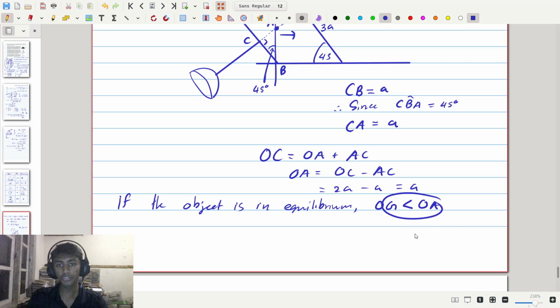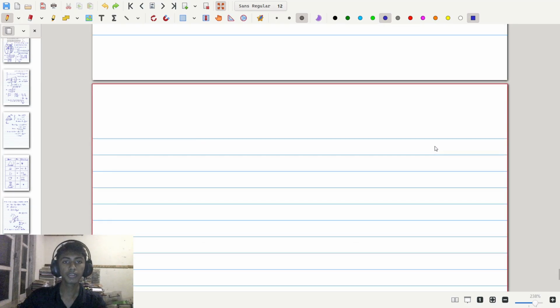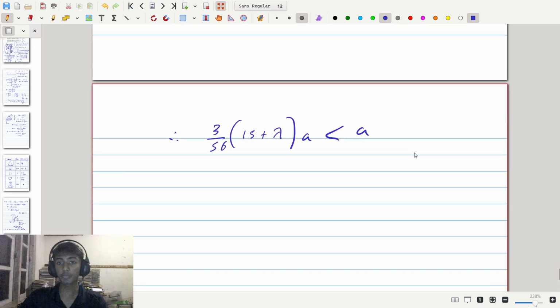So now given this, we can substitute the OG length in and the OA length in. The OG length is this thing right here, so we can say 3 over 56 times 15 plus lambda a must be less than OA, which is a, and therefore the whole thing must be less than 1.